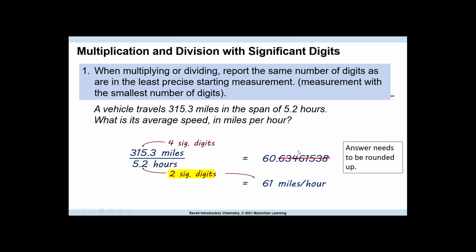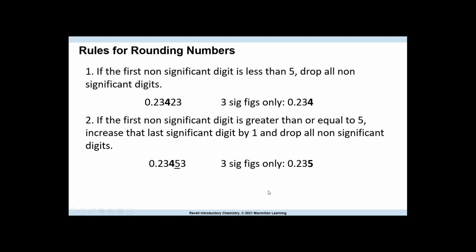Plug this in. Calculator is going to give you a huge long number. Where does 61 come from? Well, rules for rounding. If the first non-significant digit is less than 5, drop all non-significant digits. So in this case, I bolded 4. 4 is our last significant digit. 2 is non-significant. It's less than 5. So we drop everything after that. We end up with 3 sig figs.